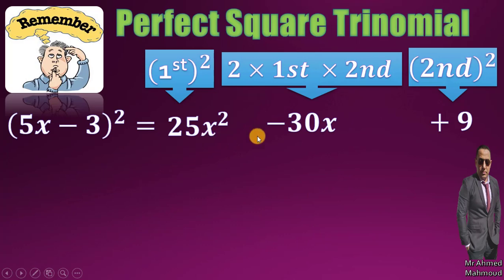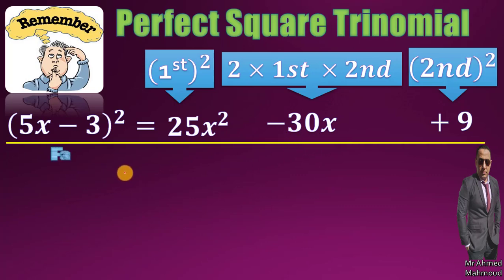This trinomial is called a perfect square trinomial because it is originally equal to 5x minus 3 all to the power of 2. In this lesson, inshallah, we are going to take how we can factorize this perfect square trinomial, to return it back to its original form like this, which is 5x minus 3 all to the power of 2. Let's know how we can identify the perfect square trinomial.